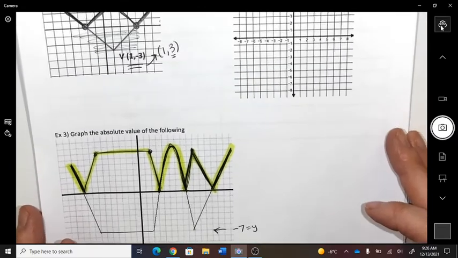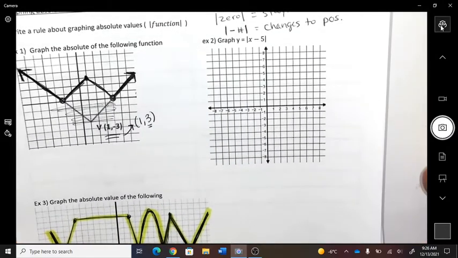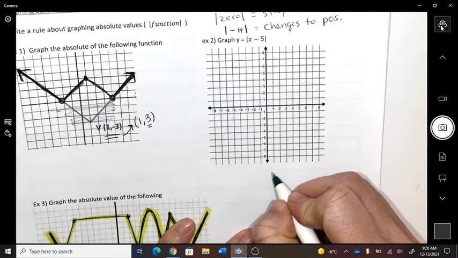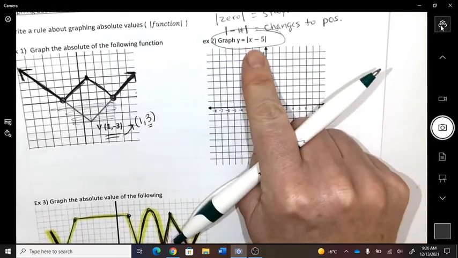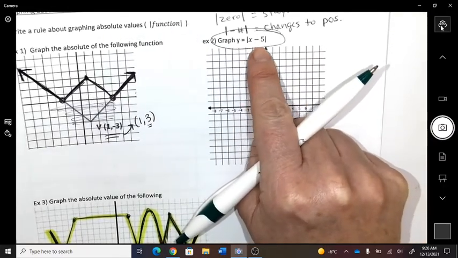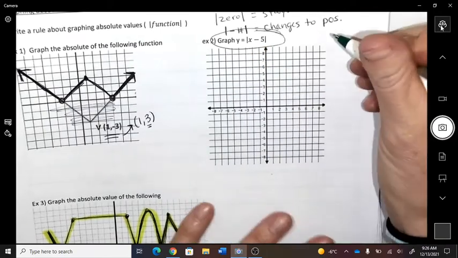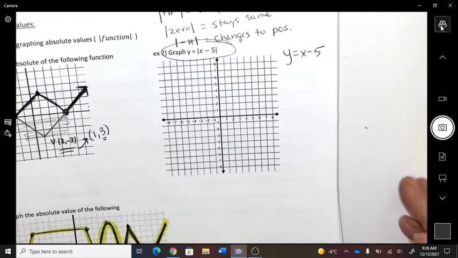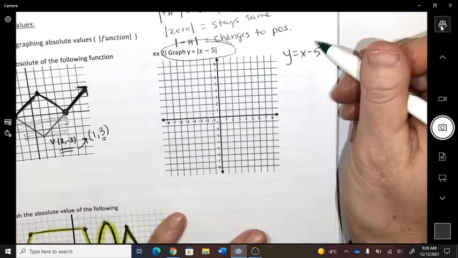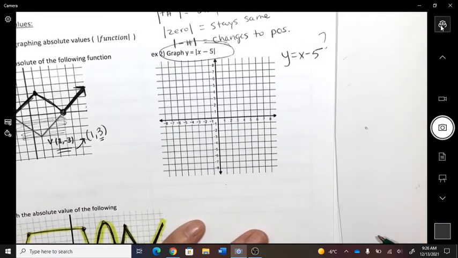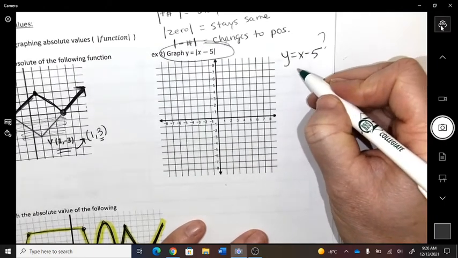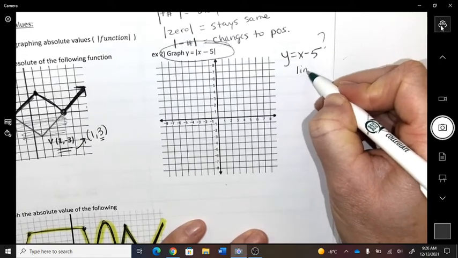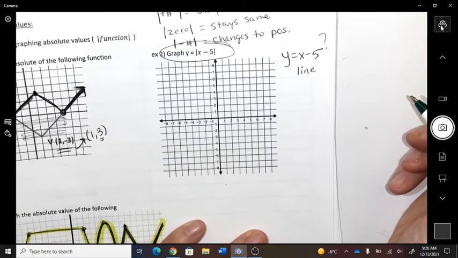Okay, and the last one. Graph the absolute value, y equals the absolute value of x minus 5. So first of all, without the absolute values, it would look like that. Do you know how to graph this? It's grade 10. What is it? What shape? It's going to make a line, a straight line.